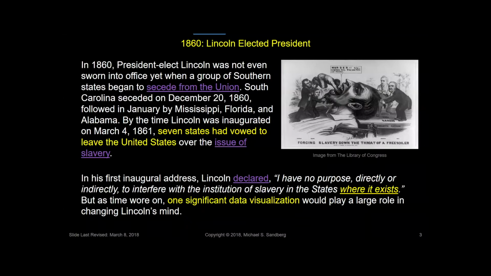In his first inaugural address, Lincoln declared, and he was trying to be very cautious here, he didn't want to have this mass exodus of states from the union that was the United States: I have no purpose, directly or indirectly, to interfere with the institution of slavery in the states where it currently exists. But as time wore on, one particular visualization would play a role to change Abraham Lincoln's mind.